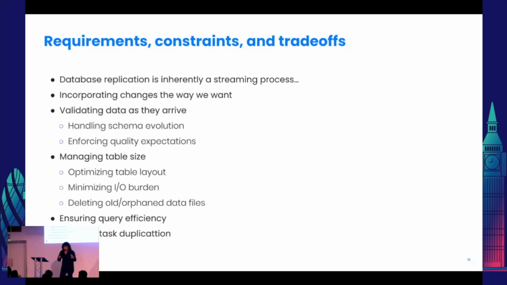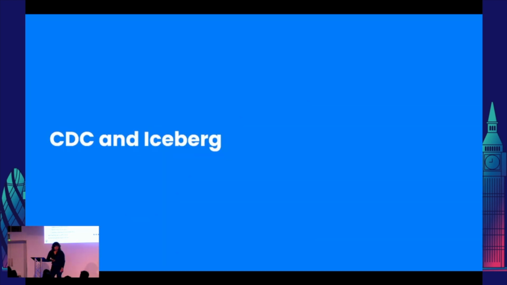So what we need to do is optimize the table layout. We need to make sure that there aren't thousands of different small files to read. We should combine them when we can, and we should delete old stuff when it becomes irrelevant. And all of these things together, plus some effort on the query engine side, will make for more efficient queries. And this isn't all. There are more considerations, but these are the top ones that we need to think about with CDC.